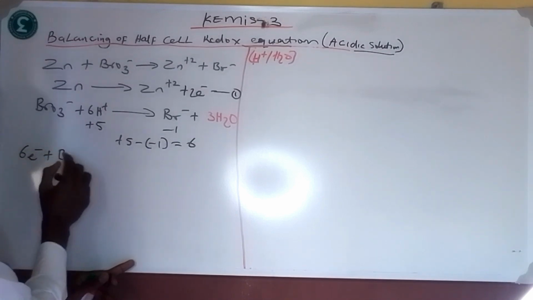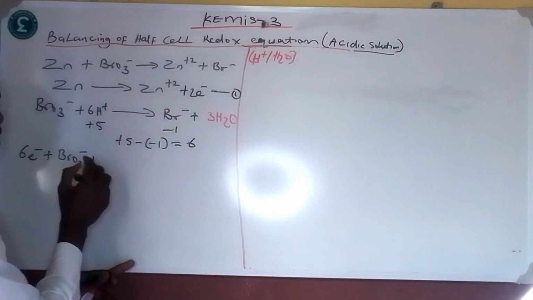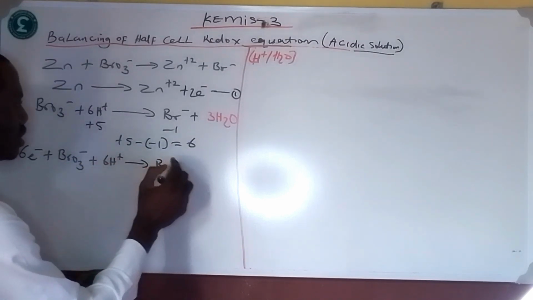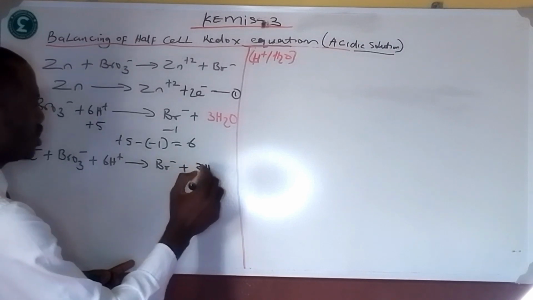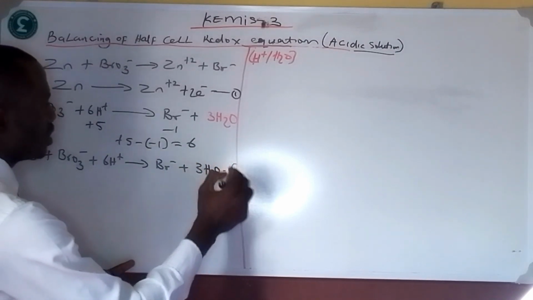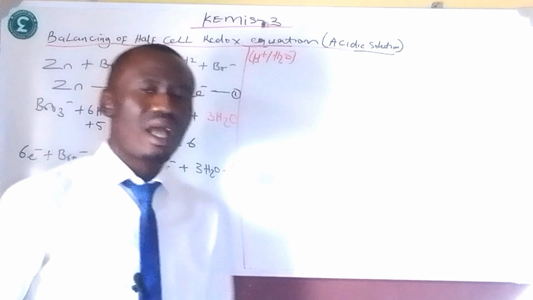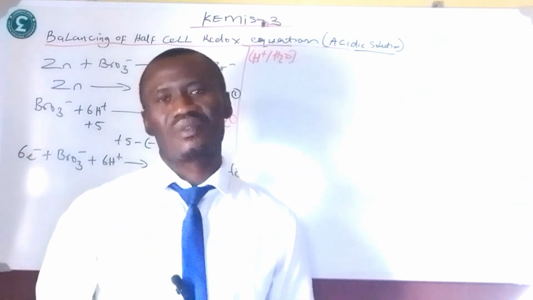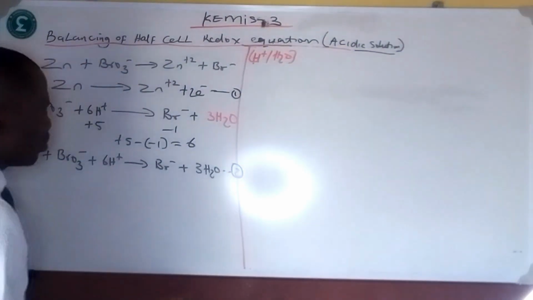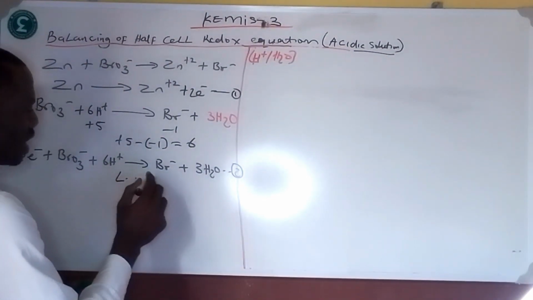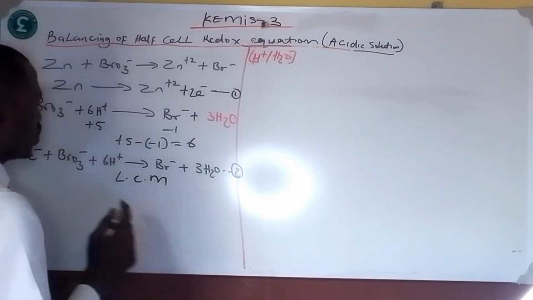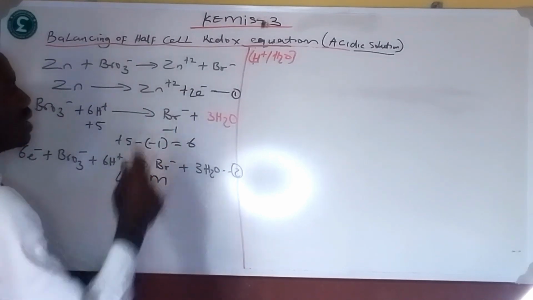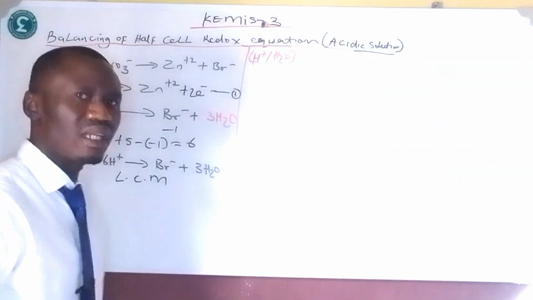to the bromate plus 6 hydrogen, which will give me bromine plus 3H2O. I can now call this equation 2. Having done that, the next step is to equalize the 2 half-cell equations. By doing that, we are going to find the LCM of the electrons. The LCM of 6 and 2 is evidently 6.